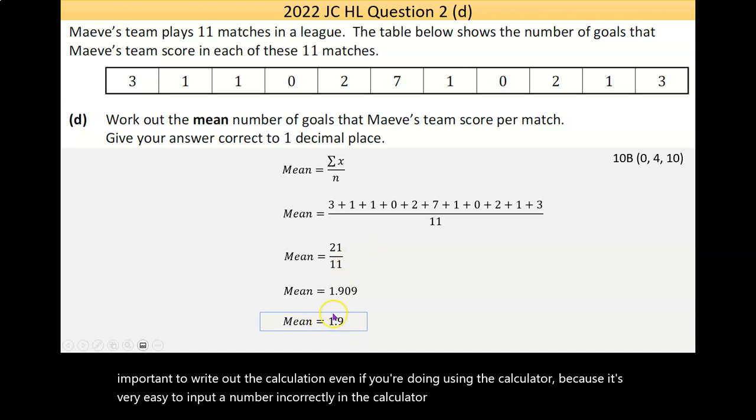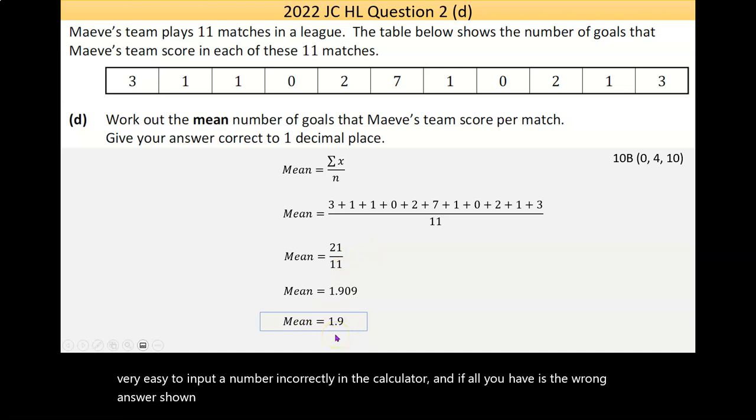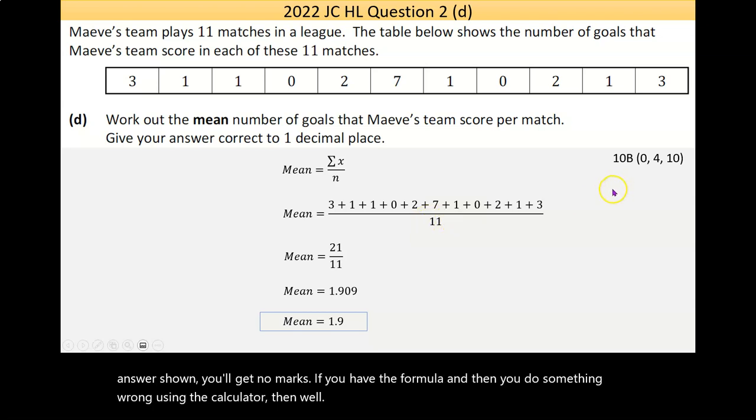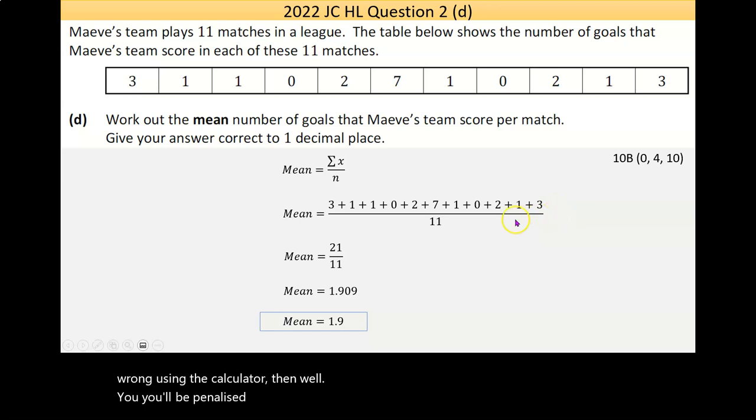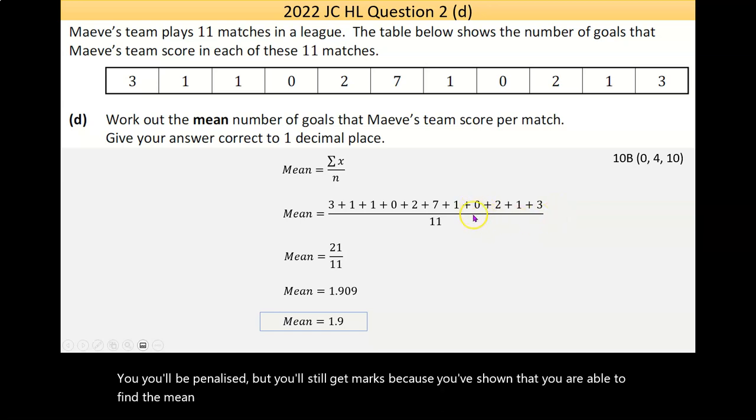And if all you have is the wrong answer shown, you'll get no marks. If you have the formula and then you do something wrong using the calculator, you'll be penalized, but you'll still get marks because you've shown that you are able to find the mean. The likely situation is that you just had an accidental input, which we're all guilty of.